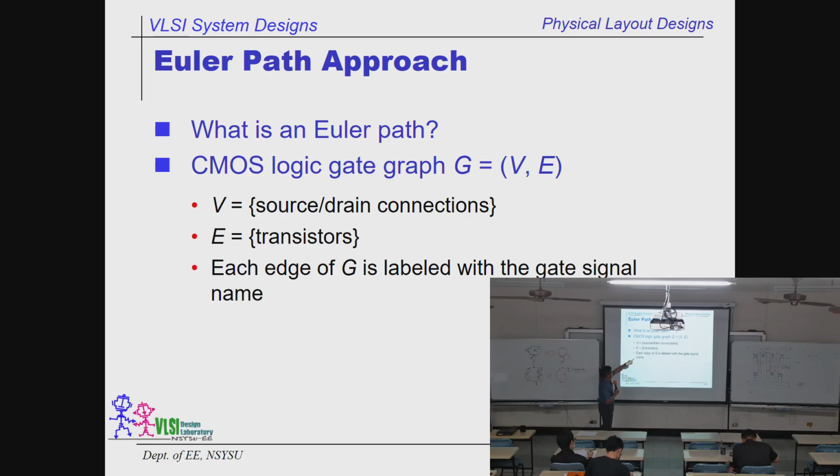And a CMOS logic gate graph is composed of vertices and edges. Vertices stand for the source and drain connections, just like this one. This is a vertex. And the E stands for the edge or arc. It stands for the transistors, just like those over here. And each edge of the graph is labeled with the gate signals, just like what I did over here. This is the so-called Euler path approach.